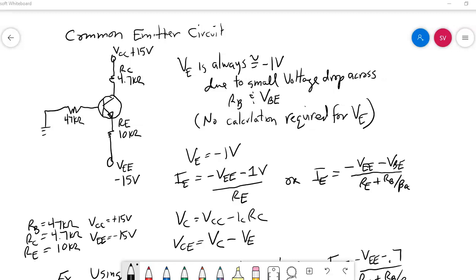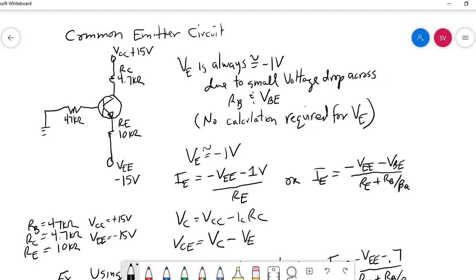So here we're going to look at an example. We'll look at the first way to solve this. We have a VCC of plus 15 volts, minus VEE at minus 15 volts. We have an RE resistor of 10 kiloohms, an RC resistor of 4.7 kiloohms, and an RB resistor of 47 kiloohms. So VE is roughly equal to minus 1 volt. Now let's look at determining the emitter current.